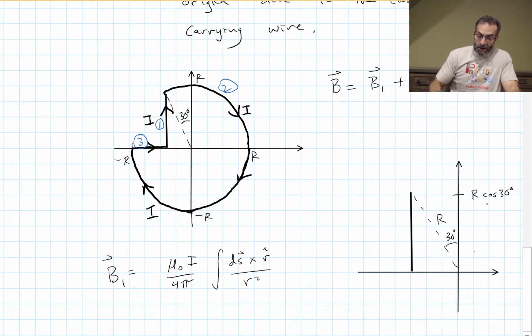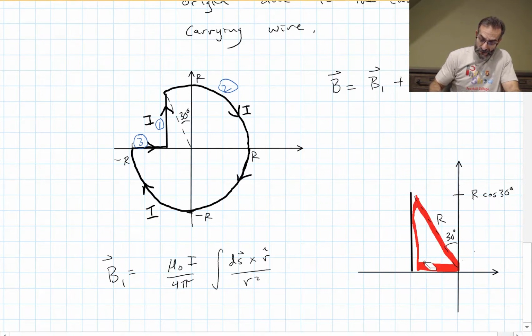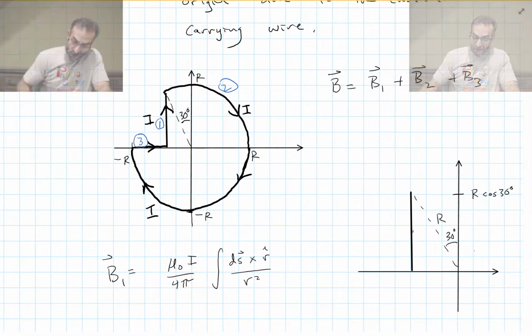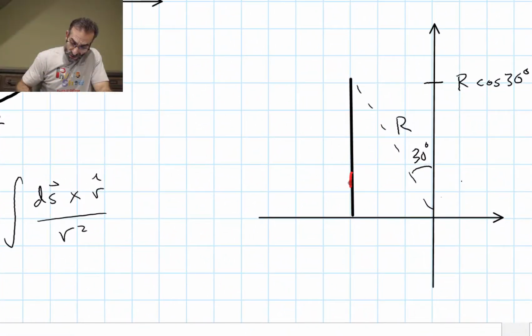So the length of our wire is r. The hypotenuse of this right triangle is r. This angle here is 30 degrees. So the cosine of that angle times the hypotenuse gives us the adjacent side. Now we pick some arbitrary segment of that.